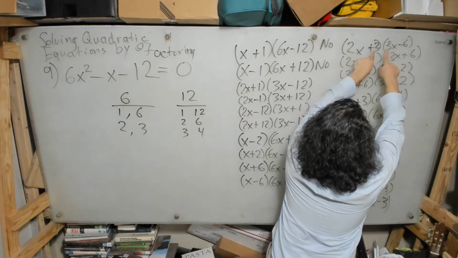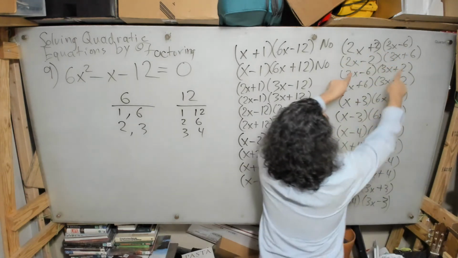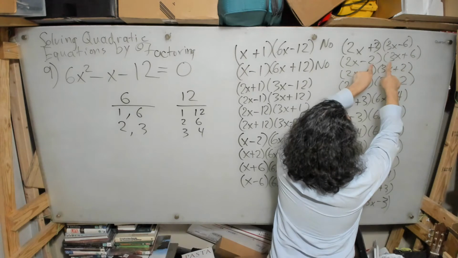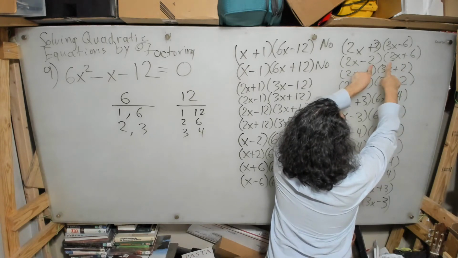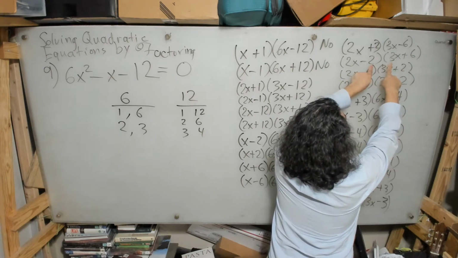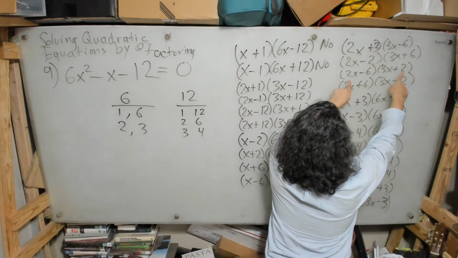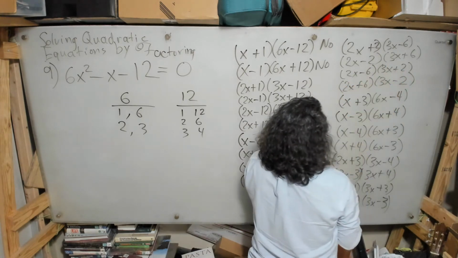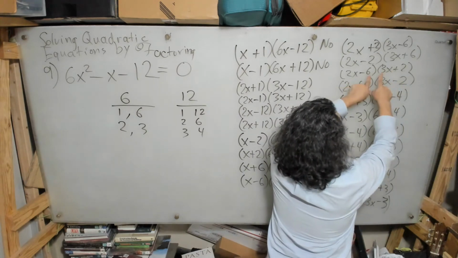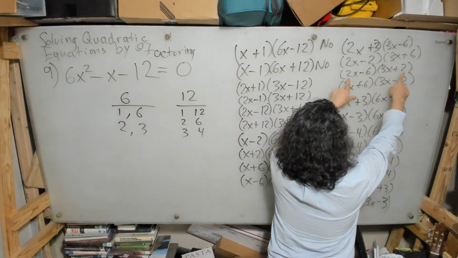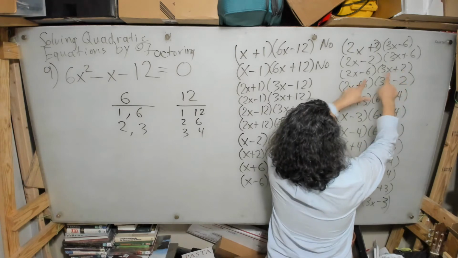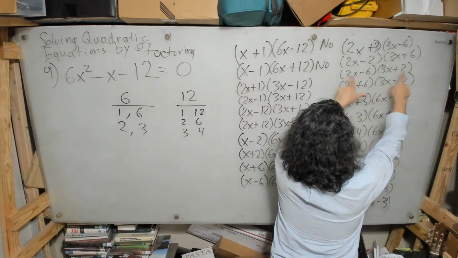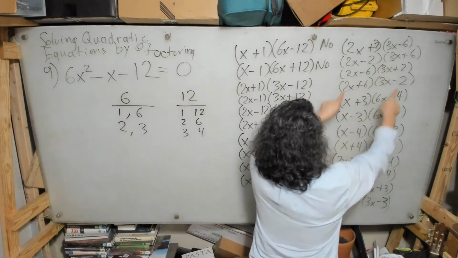12x plus 6x, that's negative 6x. 12x minus 6x, that's 6x. 4x minus 12x, that's negative 6x. I'm sorry, 4x minus 18x. 4x, because 2x times 2, that's 4x. 6 times 3 is 18. 4x minus 18x, that's negative 14x.